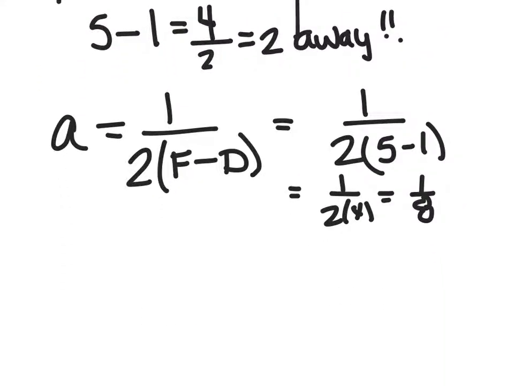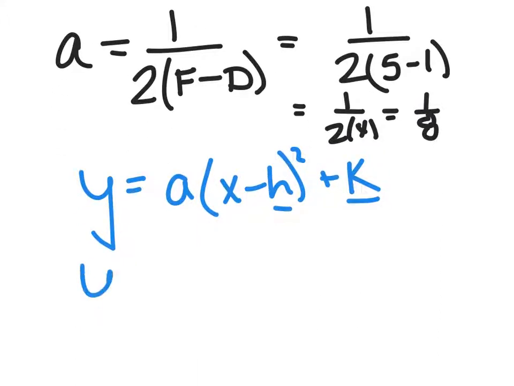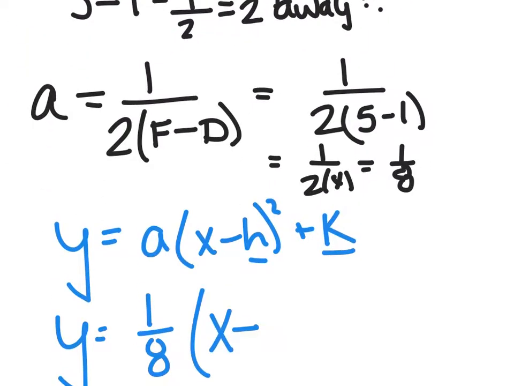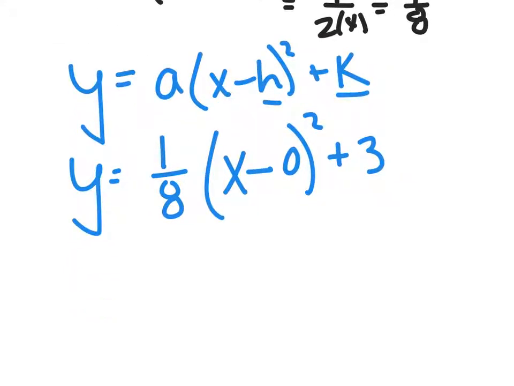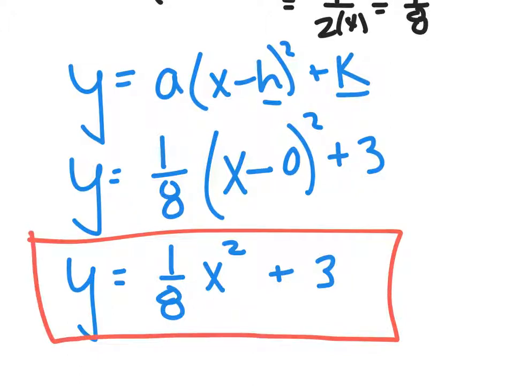So now I'm going to put this all together. Remember, the equation is y equals A times (x minus h) squared plus k. This is my vertex. So I'm going to say this is y equals a positive 1/8 times (x minus, my vertex was (0, 3), so x minus 0 technically) squared plus 3. And obviously I don't need to say 0, so I'm going to say it's 1/8 x squared plus 3. And there you have it. We have the equation of that specific parabola.